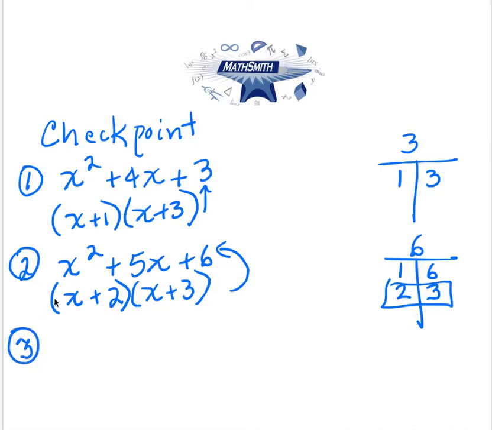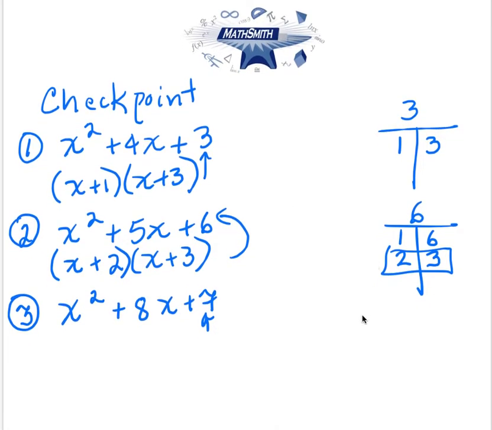All right, let's look at number 3. X squared plus 8x plus 7. All right, I'm looking at my last term here, and I'm looking for factors of 7. Again, I got a prime number, positive 7, that are going to combine into 8. So again, it's going to be 1 and 7, right? So that's how this is going to factor. It's going to be x plus 1 times x plus 7.